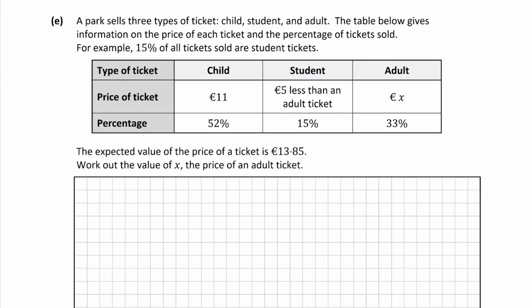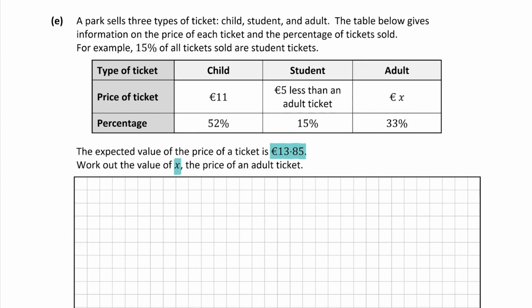Question E deals with expected value. It tells us that a park sells 3 types of tickets, and that the table below shows the information and the price of each ticket. For example, 15% of all tickets sold are student tickets. So we're told that the expected value of the price of a ticket is €13.85. We are asked to work out the value of X, the price of an adult's ticket.